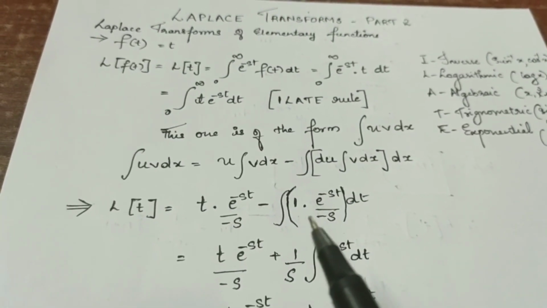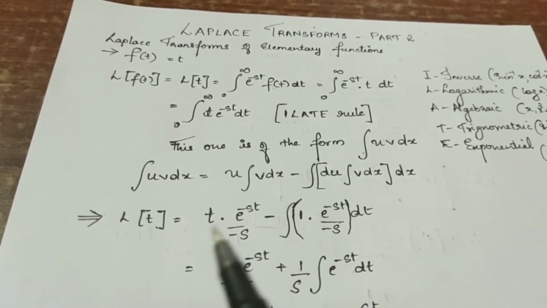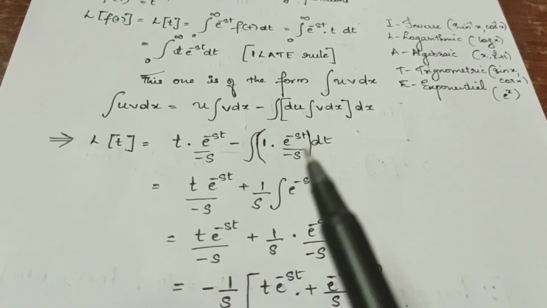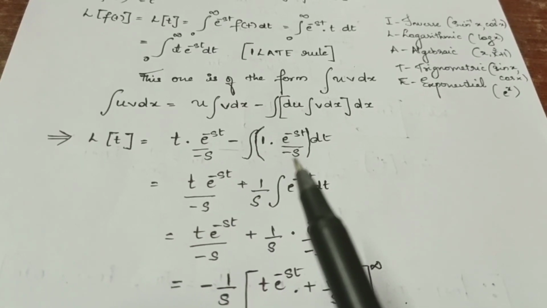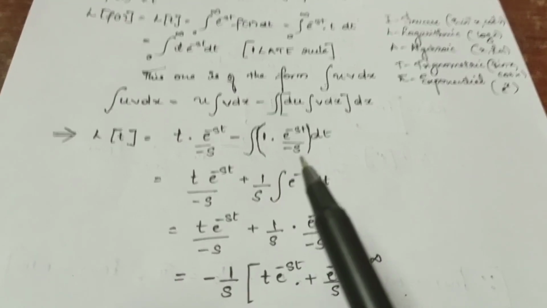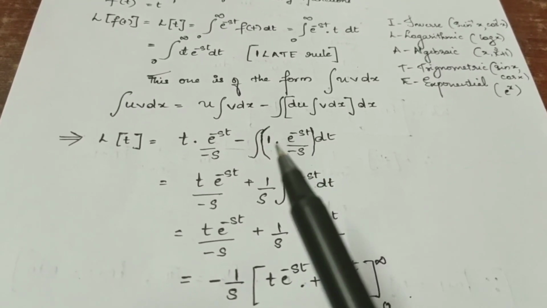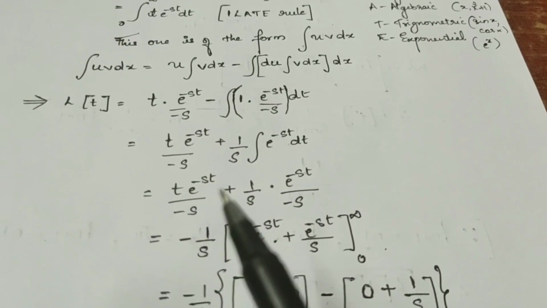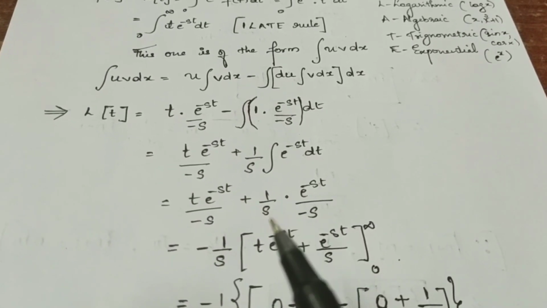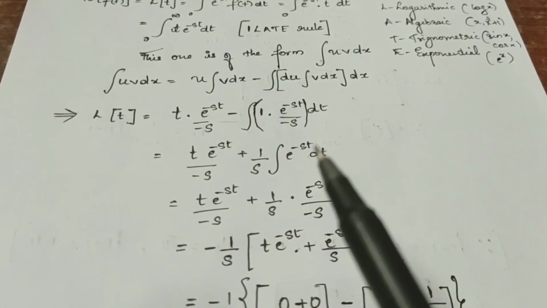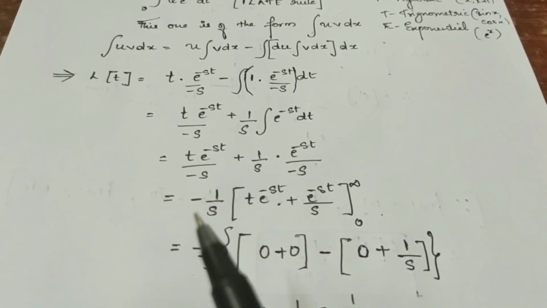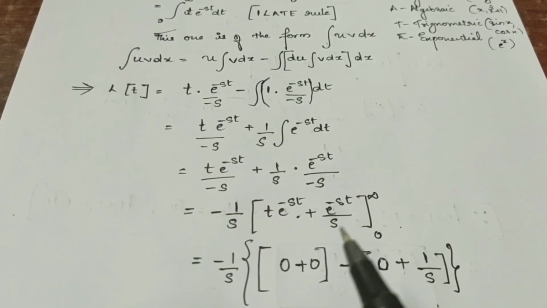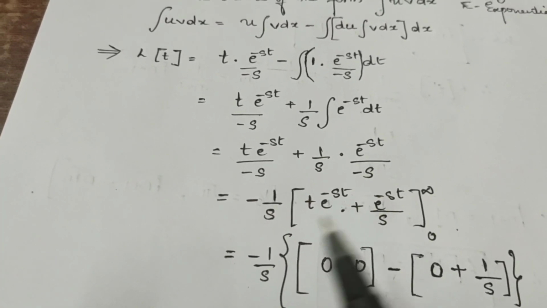Why did I put 1 here? This is because d by dt of the first function, that is t, is 1. Now t e raised to minus st by minus s plus 1 by s, that is I have just taken this minus s outside, it becomes 1 by s, integral e raised to minus st dt, because 1 into e raised to minus st is e raised to minus st itself. This is equal to t e raised to minus st by minus s plus 1 by s into e raised to minus st by minus s, which is the integral of e raised to minus st, which is equal to minus 1 by s into t e raised to minus st plus e raised to minus st by s. I just took this minus 1 by s outside.